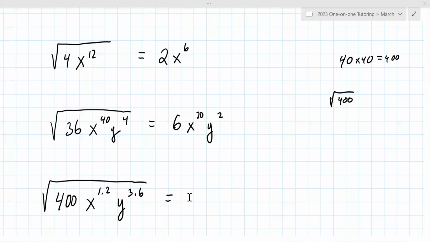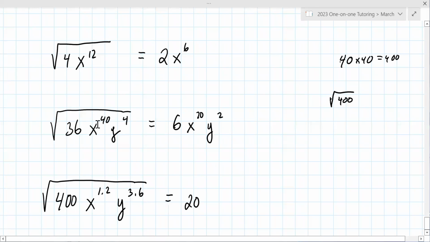Okay, so that's 20. Now let's review here. How did you go from 40 to 20 in the previous problem, or 4 to 2 in the previous one? Divided by 2. Right. So these exponents you will be dividing by 2. And I have x to the 0.6, good, and then y to the 1.8. Very good.